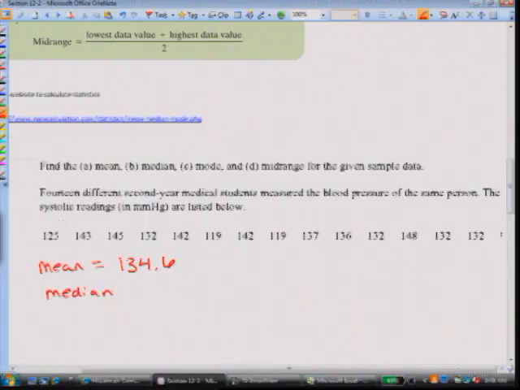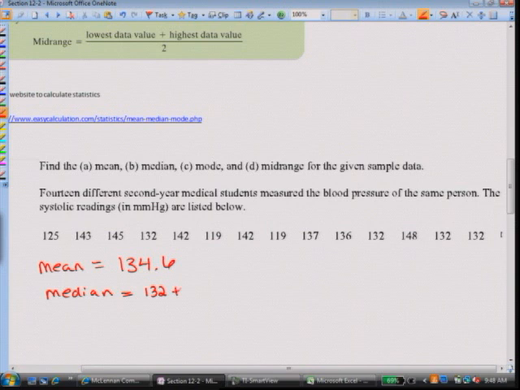But let me show you how to do it with your calculator, because you did pay a lot of money for your calculator. So you might like to know how to do that with it. And the mode is 132.